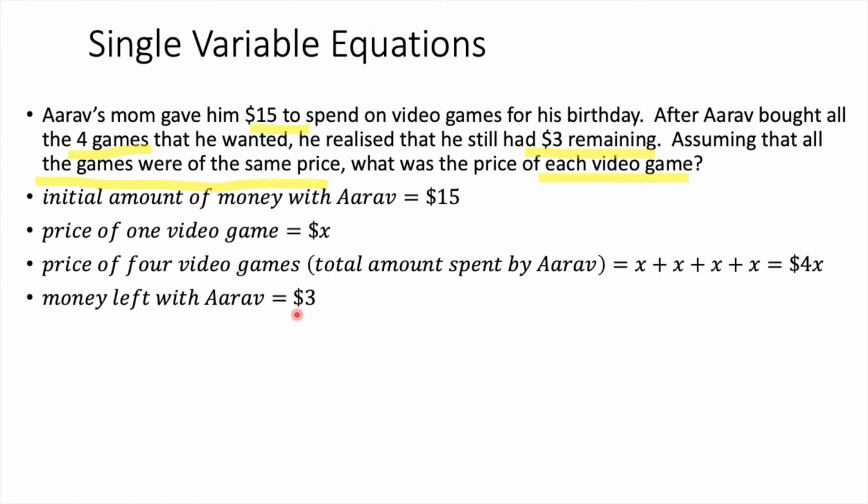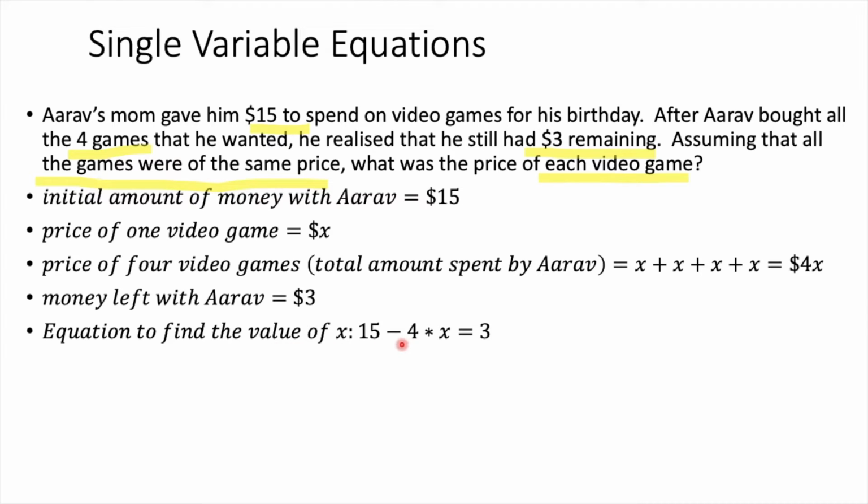In this problem, we must note that we are supposed to use subtraction, since the amount of money that Arav had decreased from the initial amount of money that he had. Therefore, we can say that after spending these 4x dollars, out of the $15 that he initially had, he's only left with $3. Therefore, we can say that 15 minus 4 times x is equal to 3.